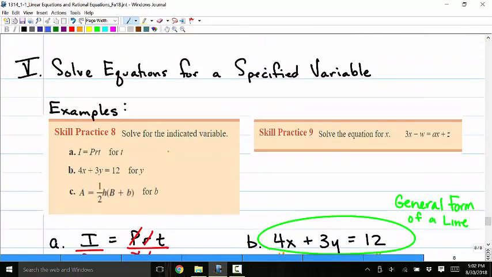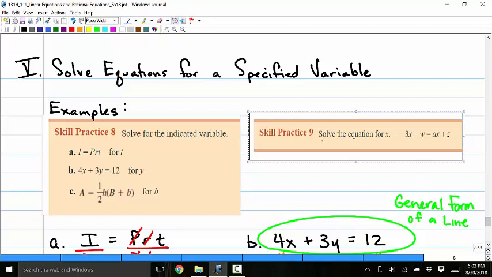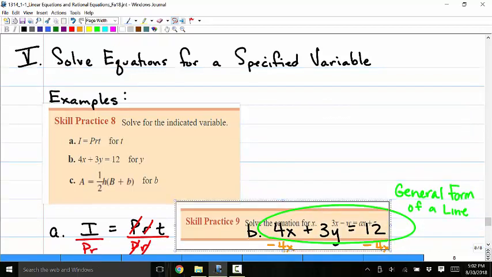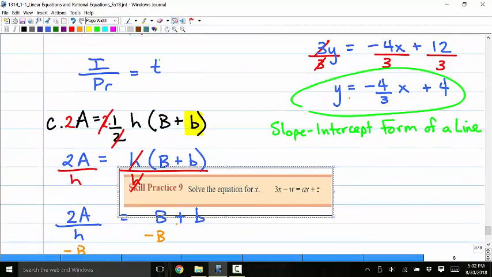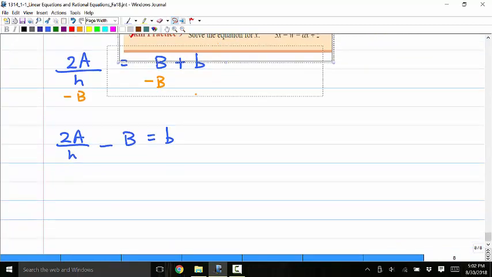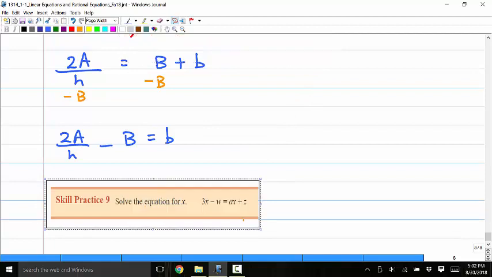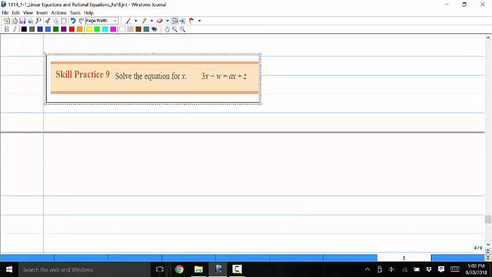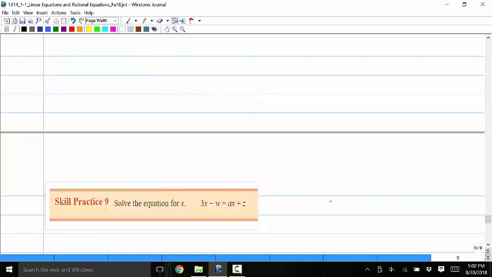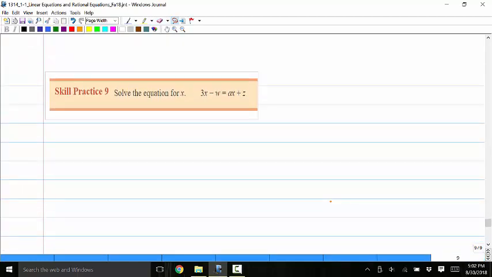Last problem, skill practice 9. I'm going to go grab it and bring it down. I want to solve 3x minus w equals ax plus z. Okay, I want to solve that for x.